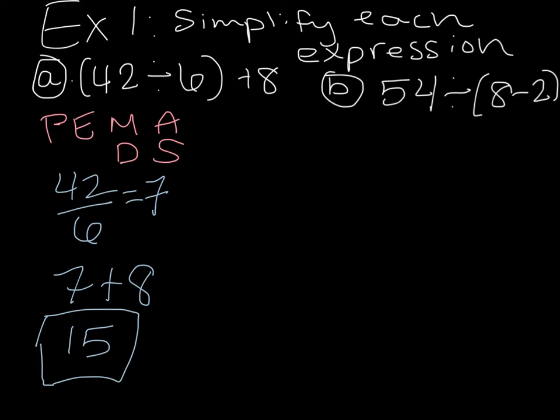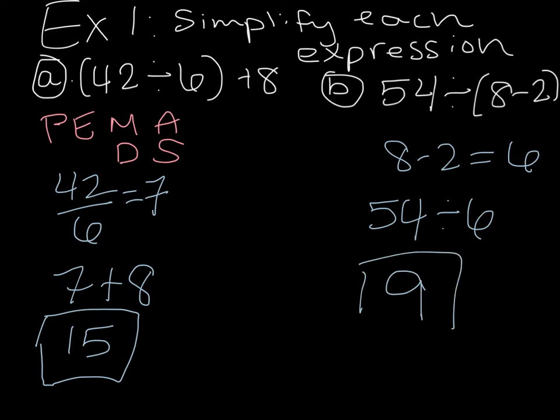Okay, so again, I'm going to be using PEMDAS, and this time I've got parentheses that I've got to take care of before I can do any multiplication or division. So in these parentheses, I've got 8 minus 2. So 8 minus 2 is equal to 6, right? And then now that I have the parentheses done, I'm going to look at the division. So I've got 54 divided by 6. 54 divided by 6 is 9, so 9 is my final answer.